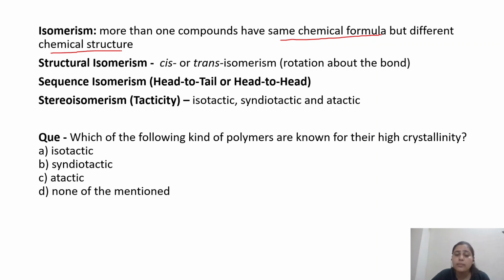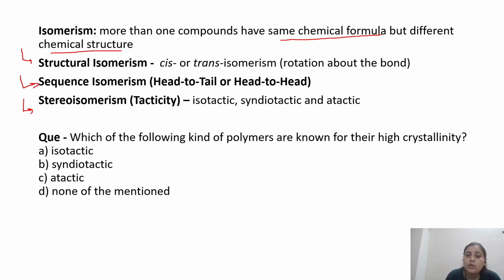Isomerism is divided into constitutional isomerism, which is also sequence isomerism, either head to tail or head to head, and configurational isomerism, which can be either geometrical isomerism (cis-trans isomerism), or optical isomerism, the stereoisomerism. Geometrical isomerism is also known as cis-trans isomerism.